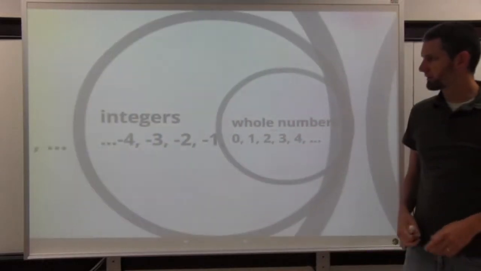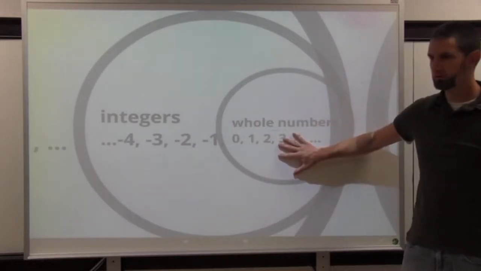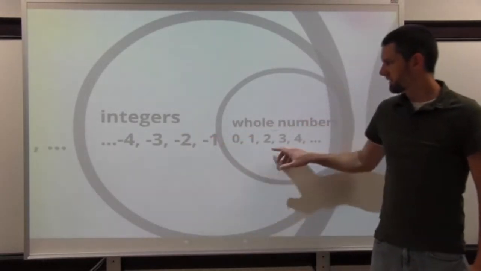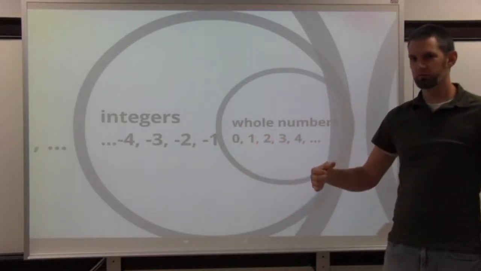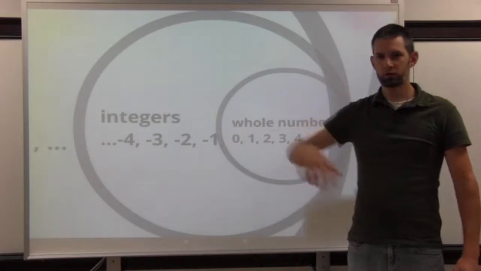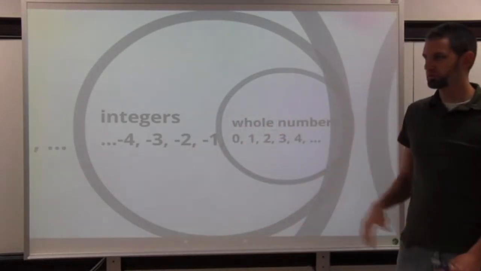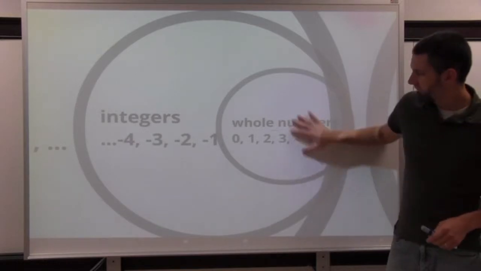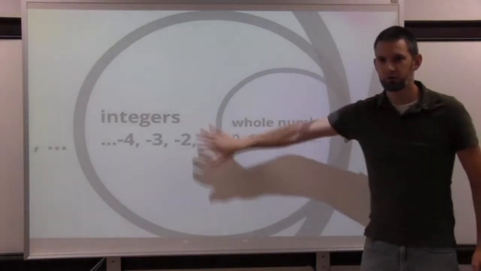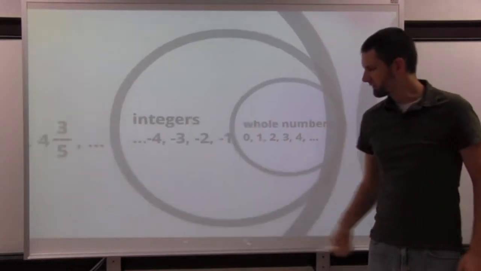We also talk about the integers. Now the integers include all the whole numbers, but they also include the negatives of these numbers. So in addition to 1, 2, 3, and 4, we also have negative 1, 2, 3, and 4. And again, those go forever in both directions. That means we have an infinite amount of numbers. Every whole number is also an integer. It's part of the integer set of numbers.